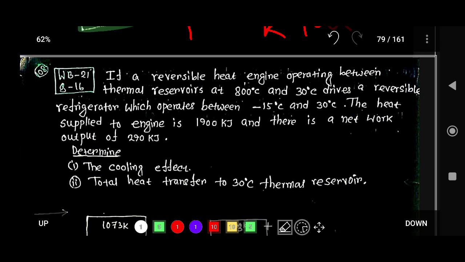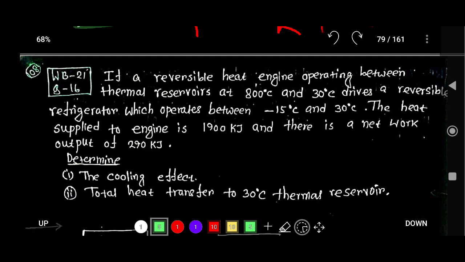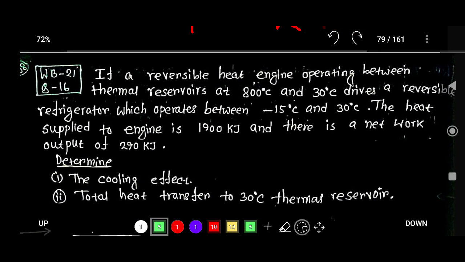This is a good question from the second law of thermodynamics. Let's try to understand this question. What is given in this question?